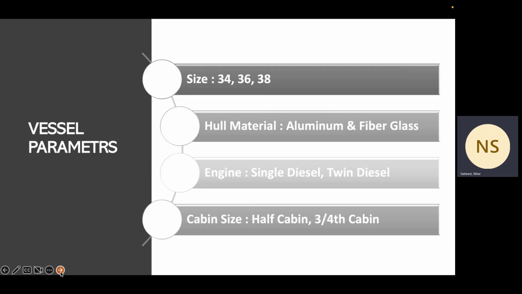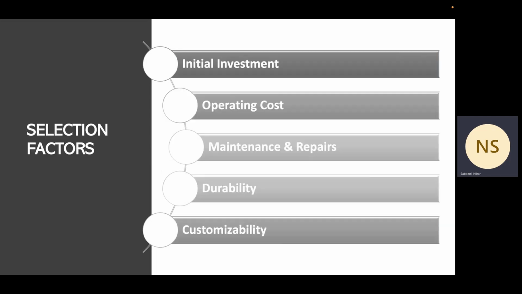Proceeding forward, the vessel parameters for this research vessel are sizes of 34, 36, and 38, and the hull material options are aluminum and fiberglass. The engine options are single diesel and twin diesel. For the cabin size, the options are half cabin and three-fourth cabin. On the basis of this, we have come up with 24 vessel configurations, and we will be rating all 24 vessel configurations using the constraint weighted model.